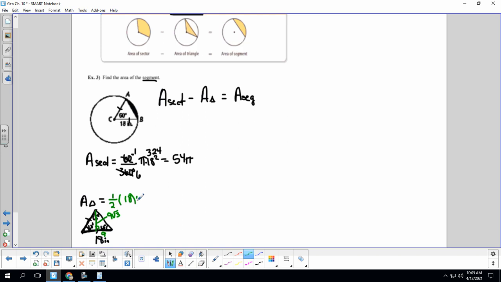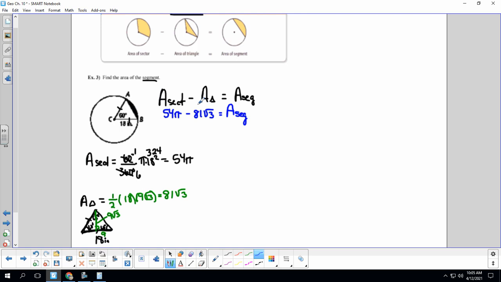The height is 9√3. And we shove that in our calculators. Well, I can do this. Half of 18 is 9. 9 times 9 is 81. This is 81 root 3. Okay, so we've got all of our pieces. Let's put them together. Area of a sector is 54 pi minus the area of that triangle, which is 81 root 3, is equal to the area of the segment.